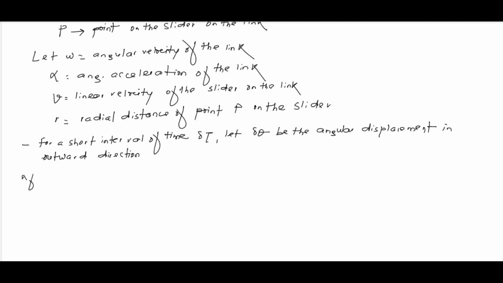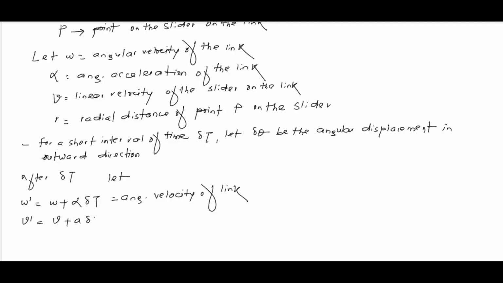And after del t, let omega dash is equal to omega plus alpha del t, that is the angular velocity of the link. And v dash will be equal to v plus a del t, okay, that is the linear velocity of the link.